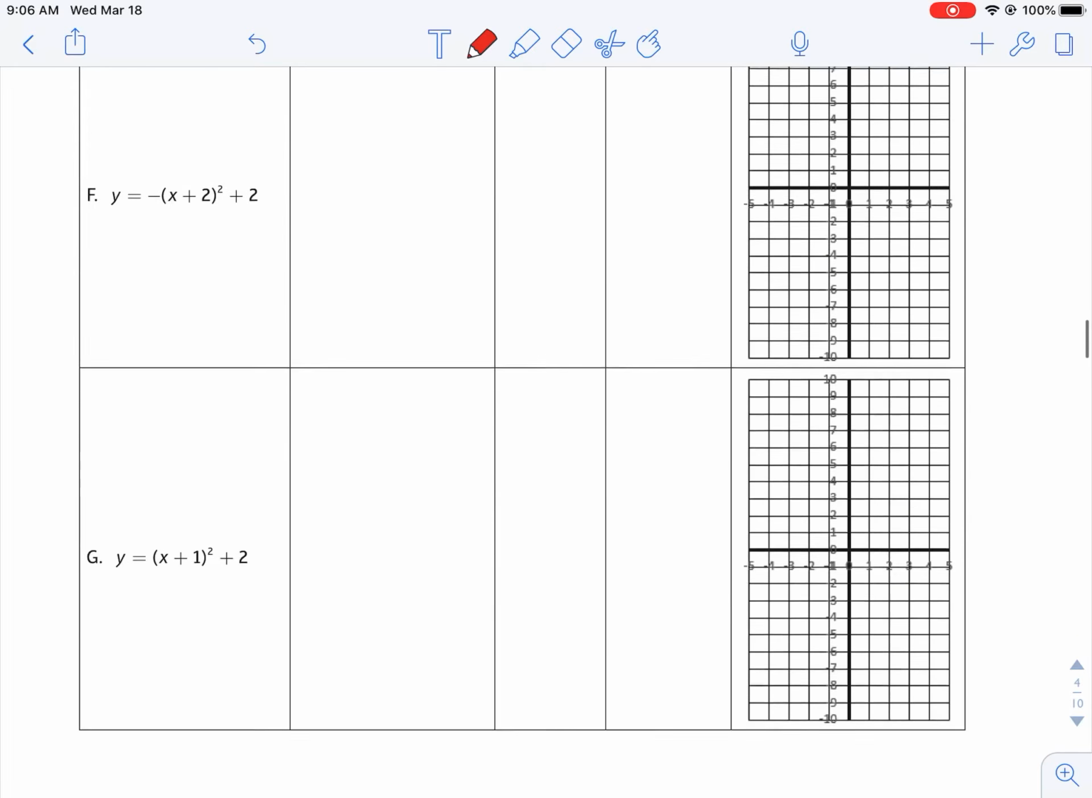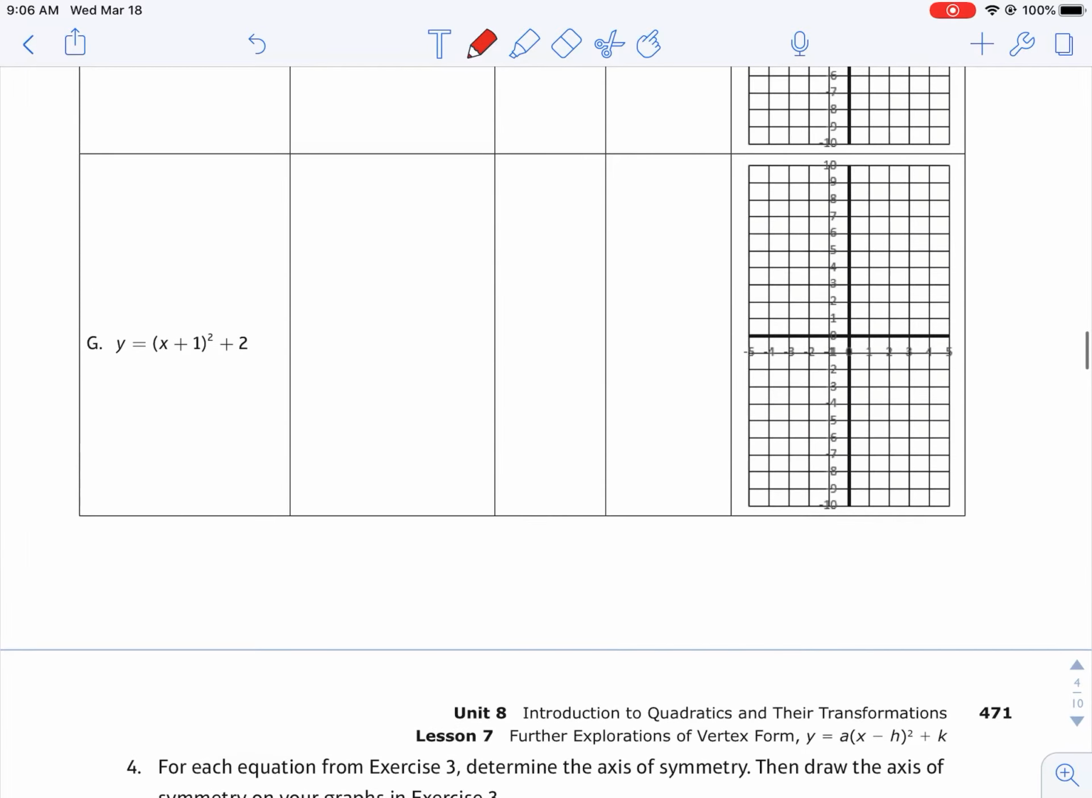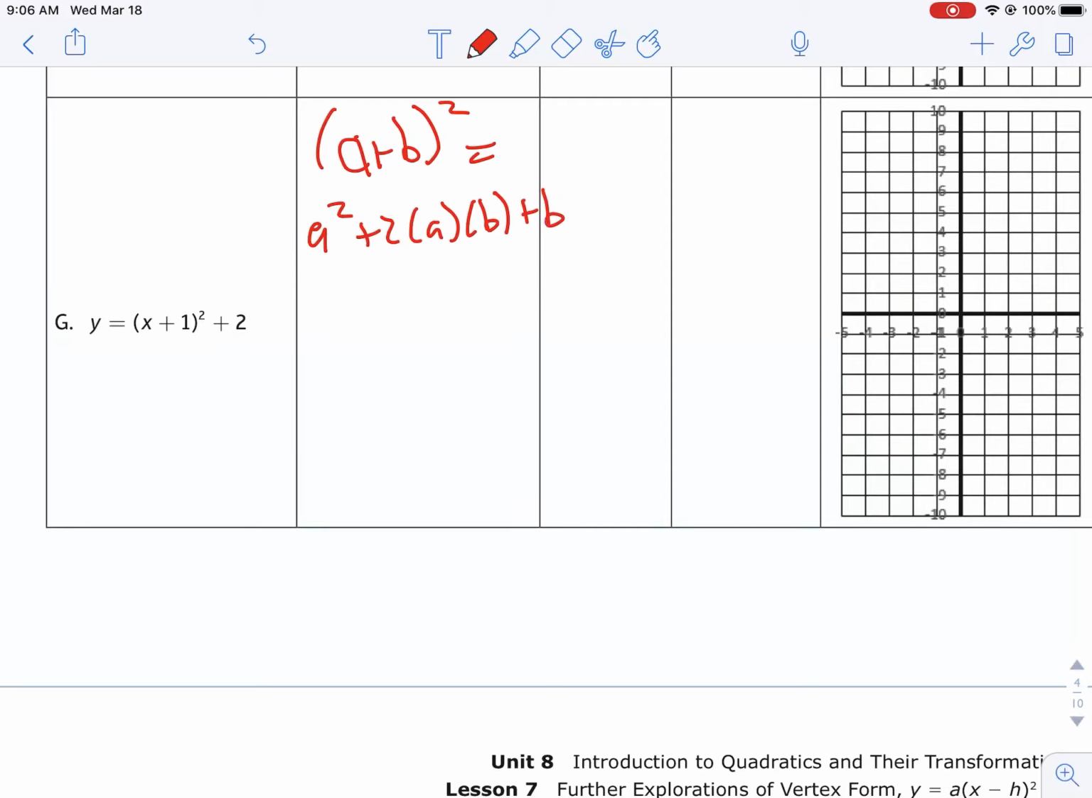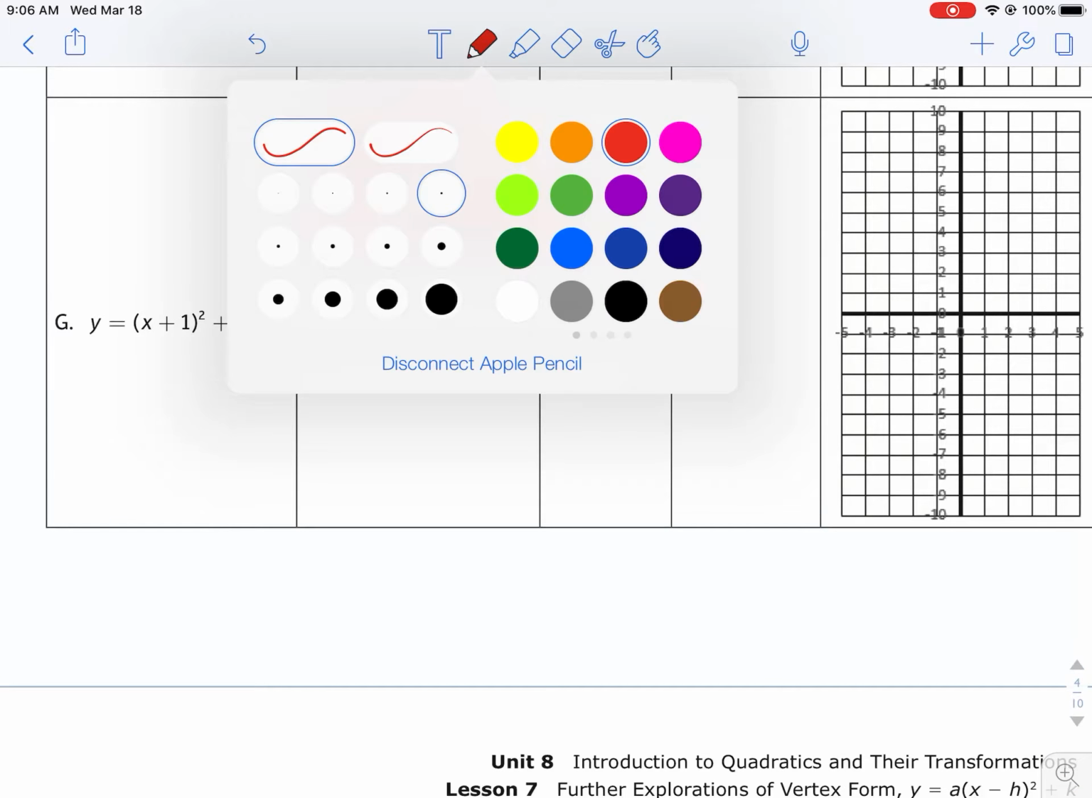I'll go ahead and skip down to the last one so we can get to the rest of the lesson. Instead of a box method, I'm going to go over a shortcut: (a + b) squared equals a squared plus 2ab plus b squared.